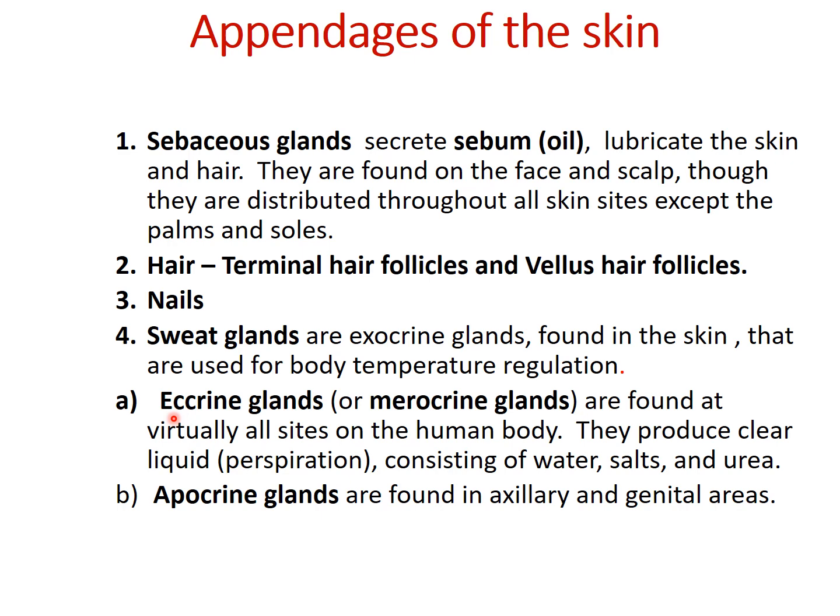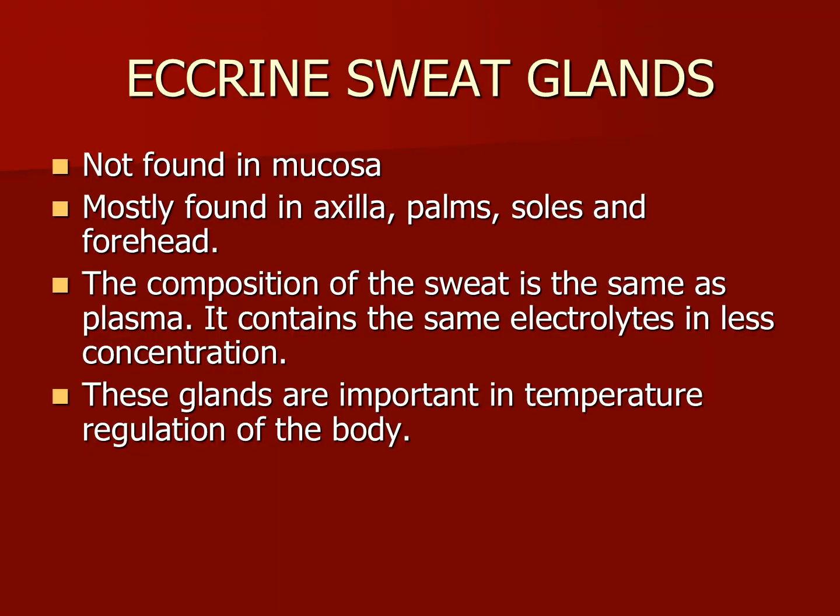Sweat glands are divided into two types, eccrine and apocrine glands. Eccrine glands or merocrine glands are found at virtually all sites on the human body. They produce clear liquid, perspiration, which consists of water, salts, and urea. Apocrine glands are found in axillary and genital areas. Eccrine sweat glands are not found in mucosa, mostly found in axilla, palms, soles, and forehead. The composition of the sweat is the same as plasma. It contains the same electrolytes in lower concentration. These glands are important in temperature regulation of the body.